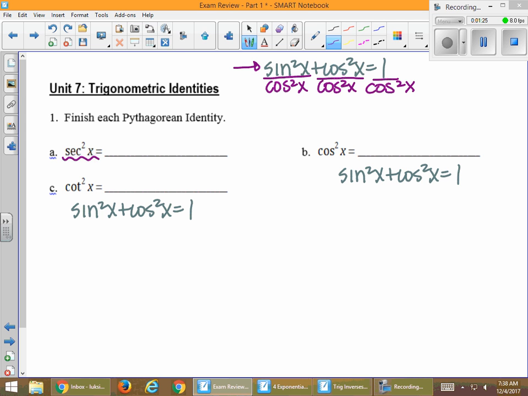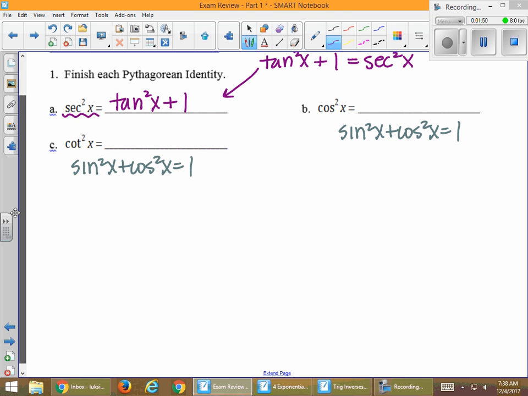Sine squared divided by cosine squared is tangent squared. Cosine squared divided by cosine squared is 1. And 1 over cosine squared is secant squared. So secant squared is the same as tangent squared plus 1. Didn't have any more solving to do from there.